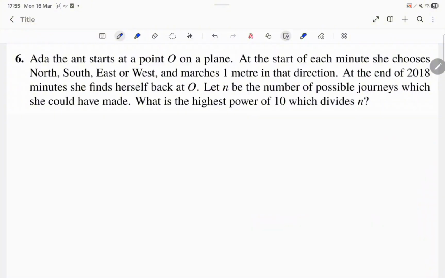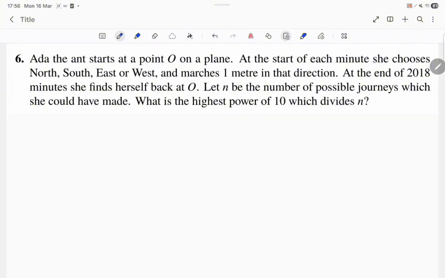Ada the ant starts at a point O on a plane. At the start of each minute, she chooses north, south, east or west and marches 1 meter in that direction. At the end of 2018 minutes, she finds herself back at O. Let n be the number of possible journeys which she could have made. What is the highest power of 10 which divides n?